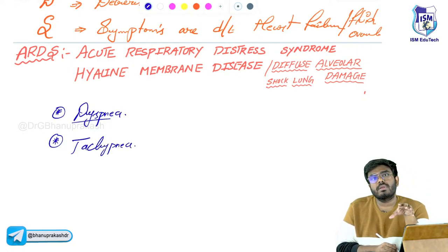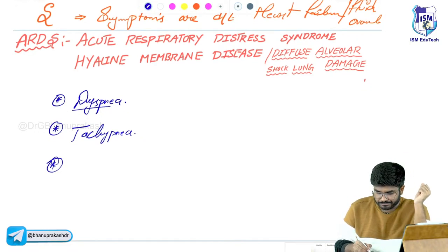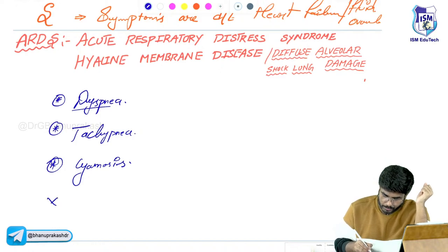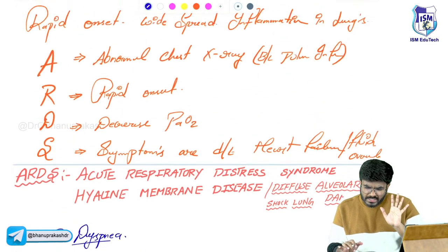I have told you, these patients are going to have decreased oxygenation, decreased PaO2. FiO2 will also go down. So these patients are going to have cyanosis and hypoxemia. These are the clinical features, but you are still having a doubt, sir.